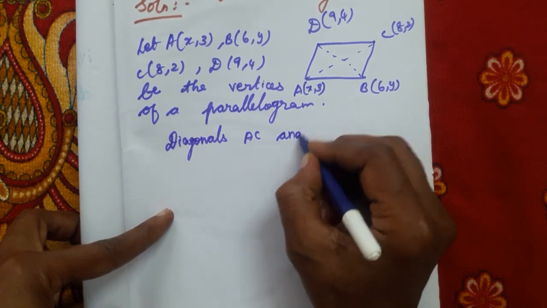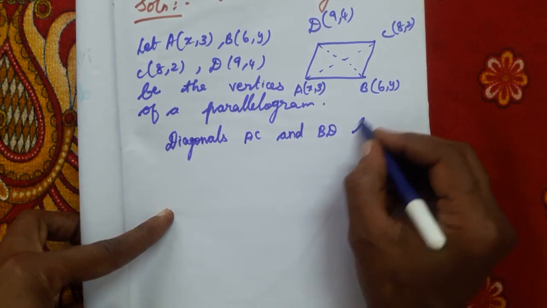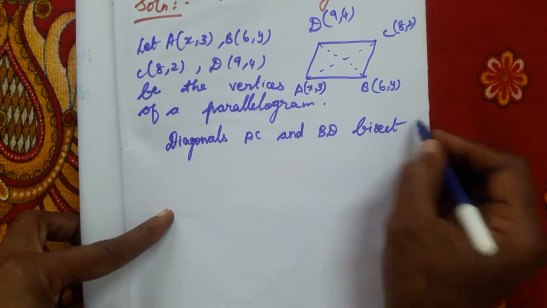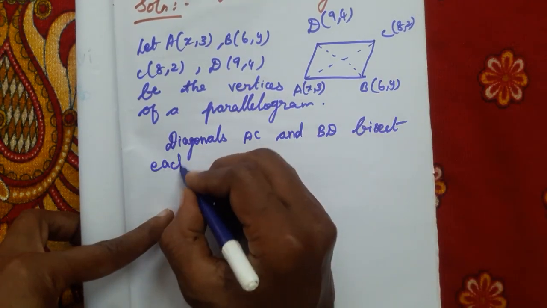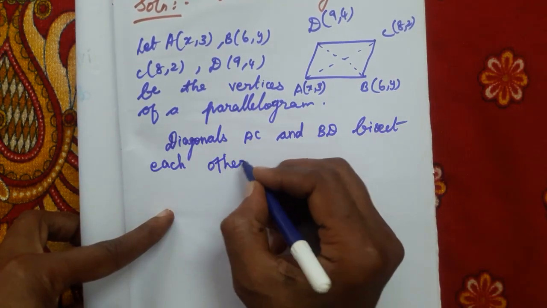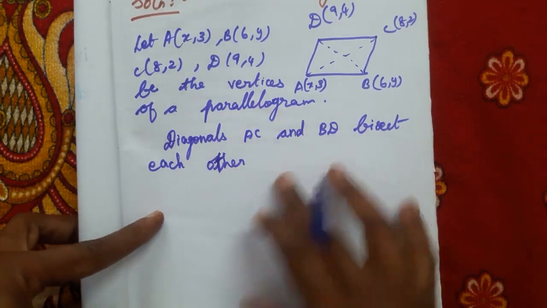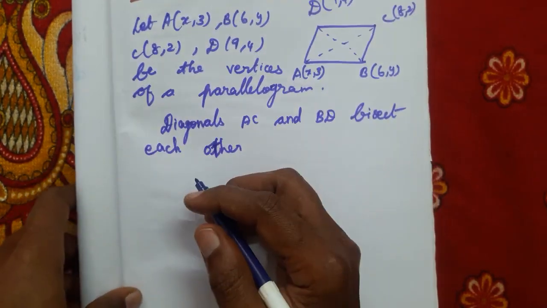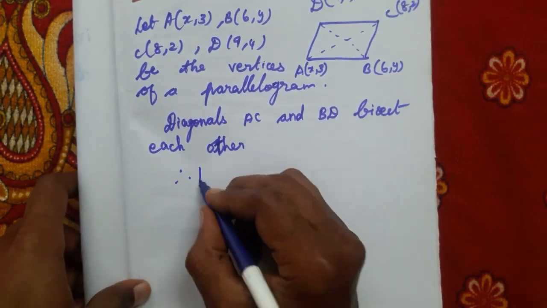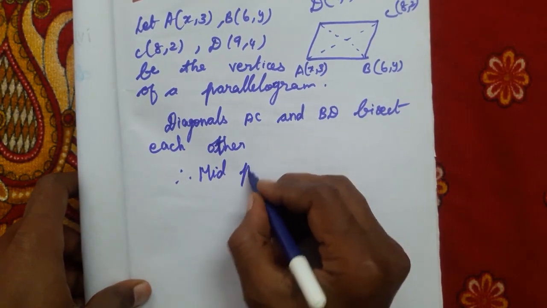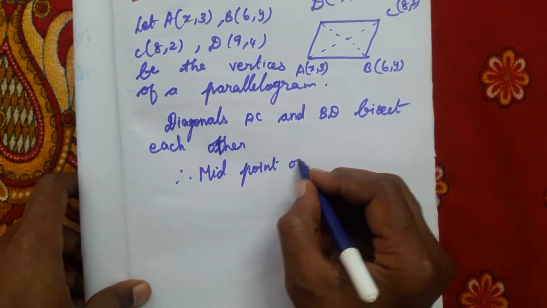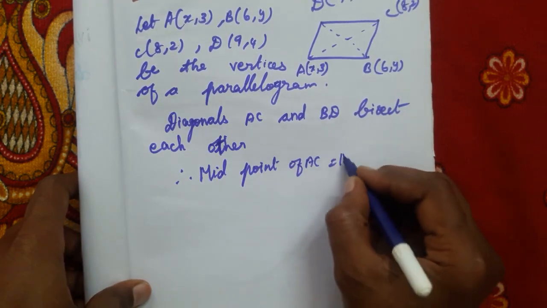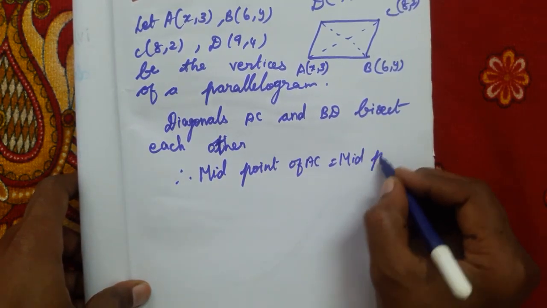AC and BD bisect each other. Therefore, we can take midpoint of AC is equal to midpoint of BD.